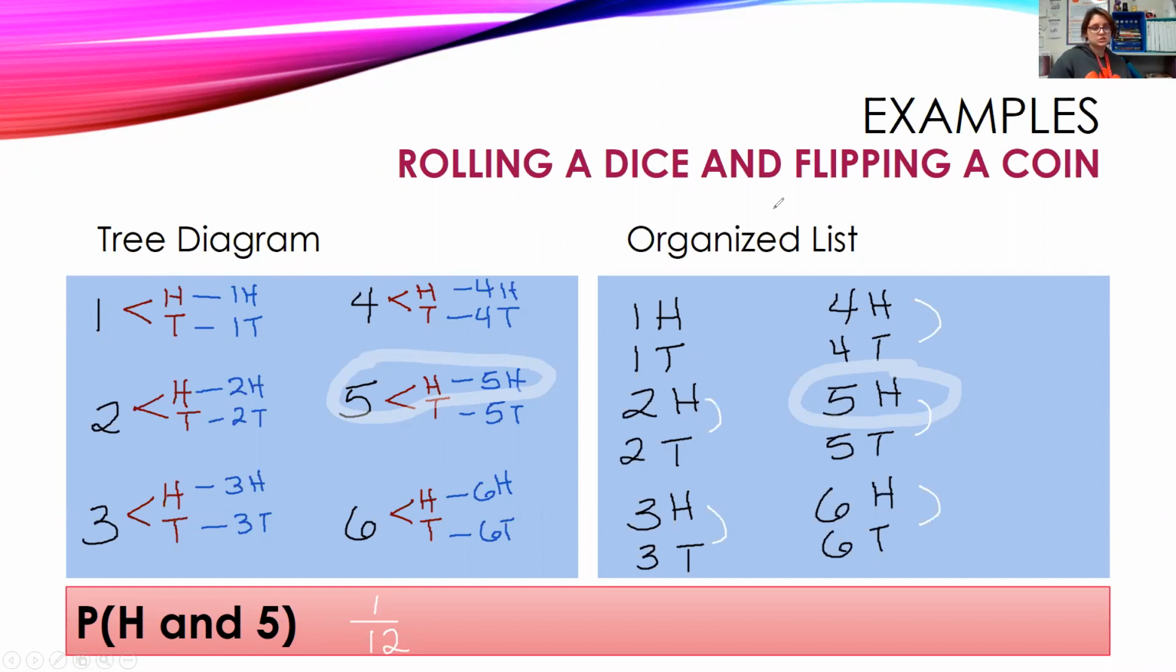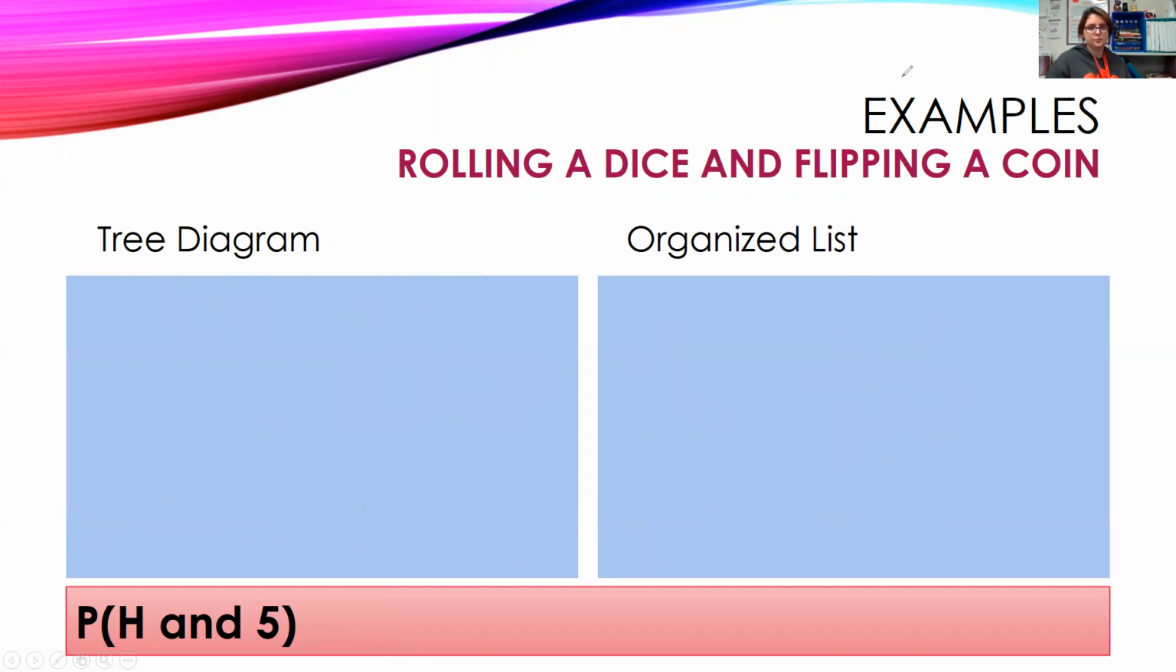So that's just an overall difference between the two. I personally prefer the organized list. It gets me straight to my sample space. Some people might prefer the tree diagram because it can show you all the branching out possibilities.